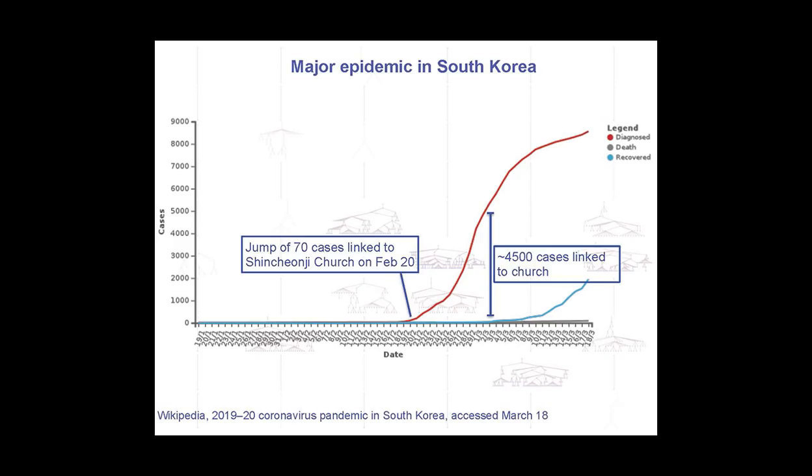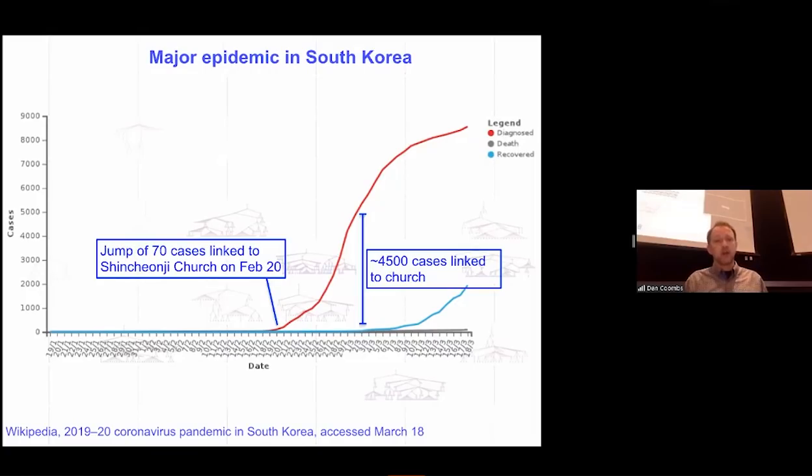Okay, I'll just highlight a few other epidemics. There was a major epidemic in South Korea. This was interesting epidemiologically because a large part of the initial growth was due to 70 cases that were linked to a particular church service around mid-February. And I've indicated here to the right that now the Korean health authorities say that around half their epidemic can be linked back to that one spread at that church. So this is an interesting thing to see.